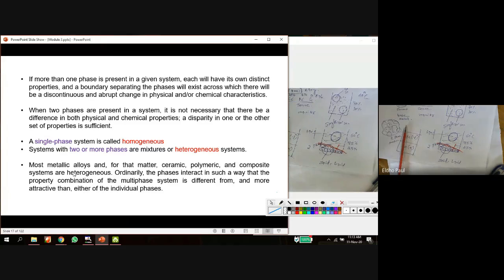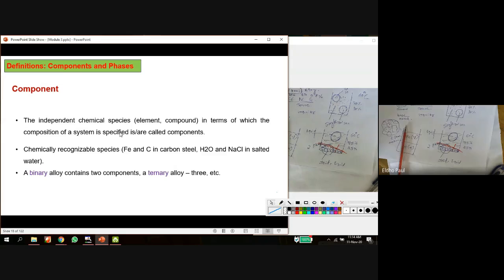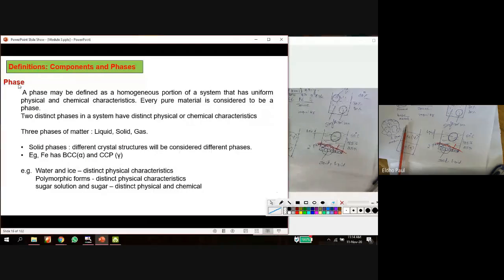Okay, in our materials we commonly see a heterogeneous or multi-phase system. We will study this multi-phase system later in our different alloy materials. So our materials like ceramics, polymers, composites, metallic alloys, most of them are heterogeneous or multi-phase mixtures. It's not a single phase mixture like a sugar syrup. Okay, so that is the first definition of phase.